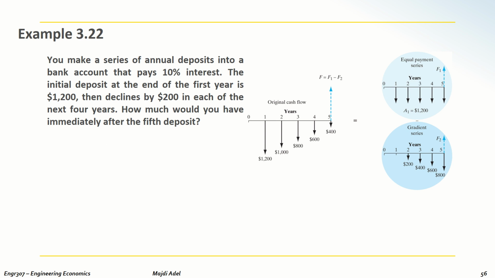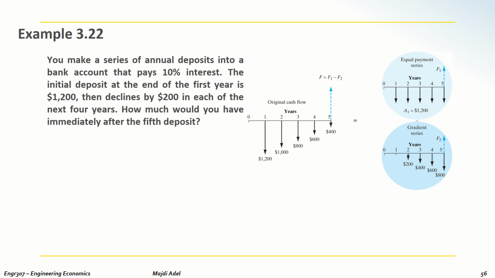The last example in the linear gradient cash flow, we are going now to calculate the future value. You make a series of annual deposits into a bank account that pays 10% interest. The initial deposit at the end of the first year is $1,200. Then it declines by $200 in each year for the next 4 years. How much would you have immediately at the end of the 5th year?